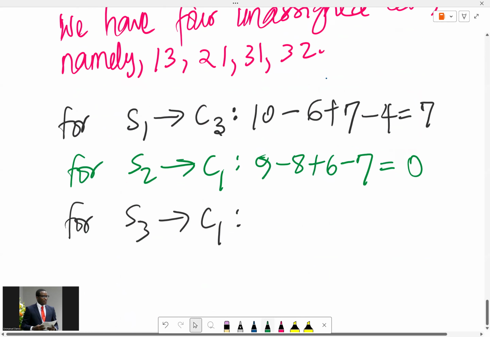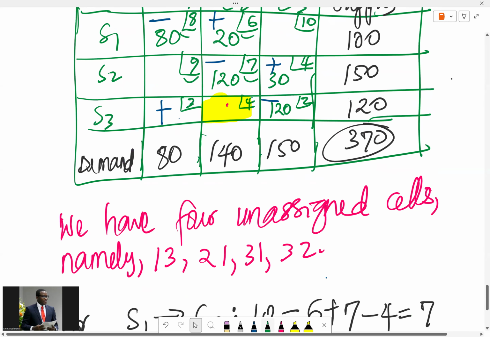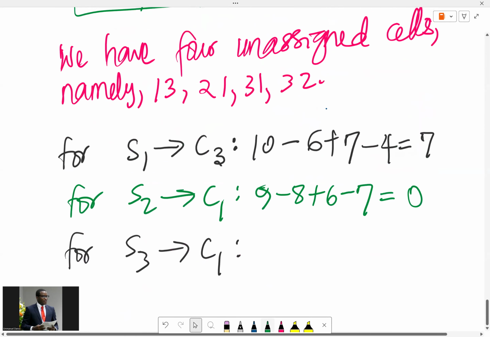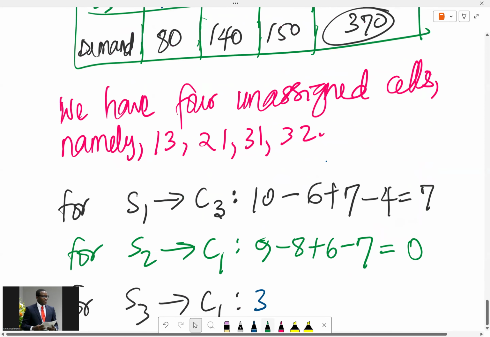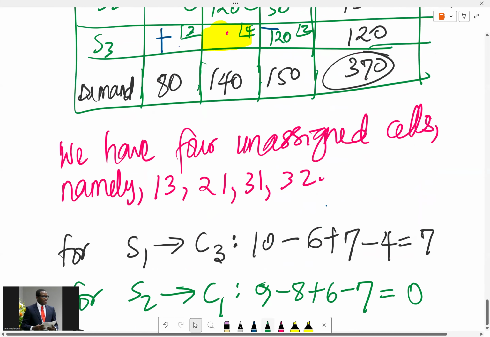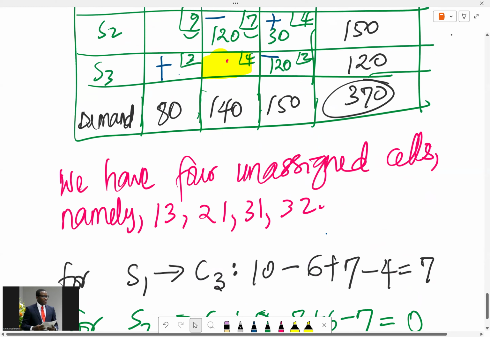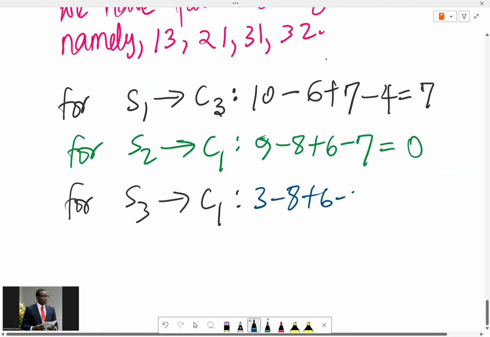So now for S3 to C1, we have +3 where it started out from, then -8 as the cost for that. Then next we have +6 minus 7.